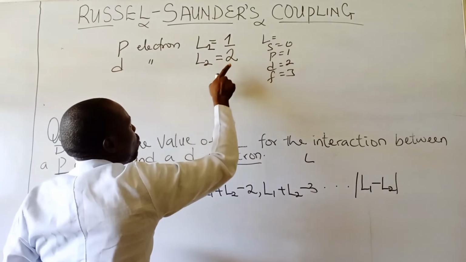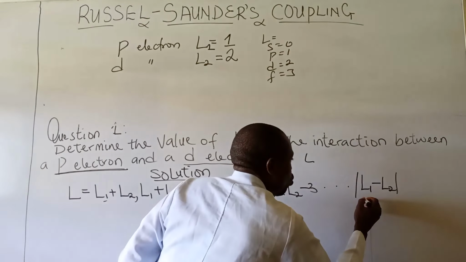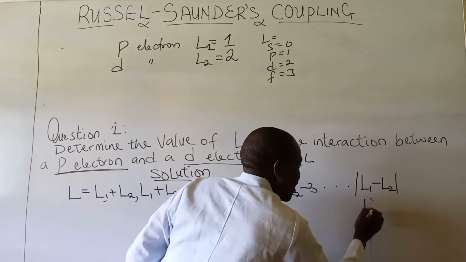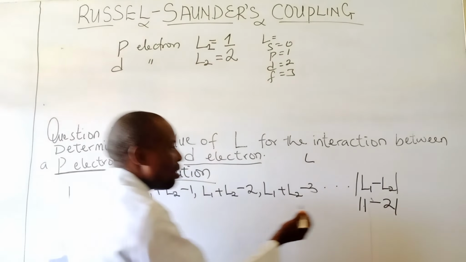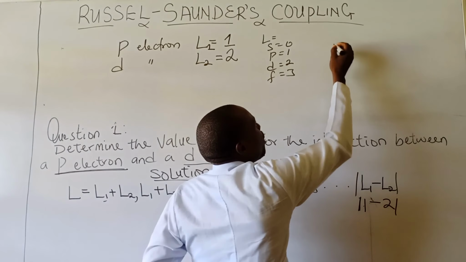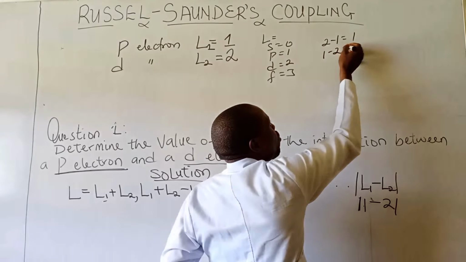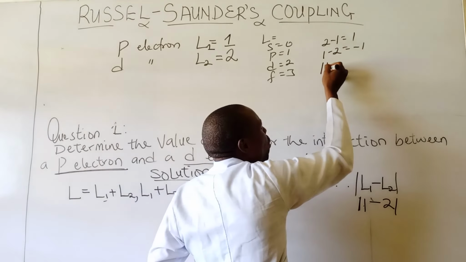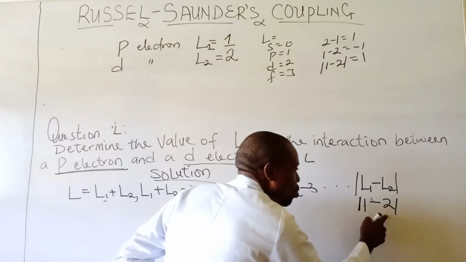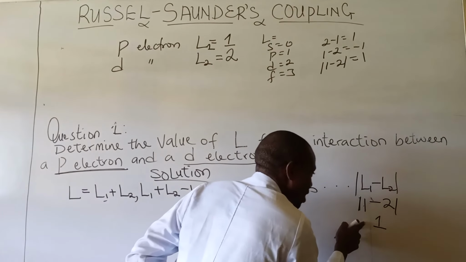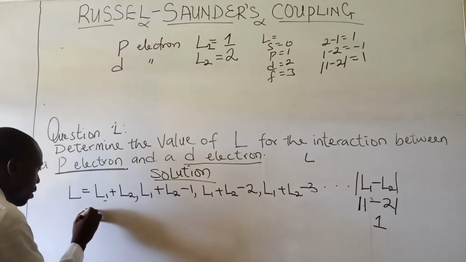Now we continue solving this question. L1 is 1 and my L2 is 2, so I come here to say the modulus of 1 minus 2. Remember that with this modulus you are seeing here, 2 minus 1 gives me 1, and 1 minus 2 gives me minus 1. But with the modulus, 1 minus 2 will give me 1, because the minus sign is removed. So it means it is when it ends at 1 that I will stop.